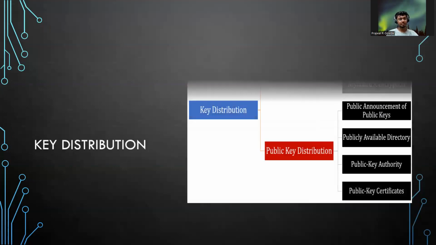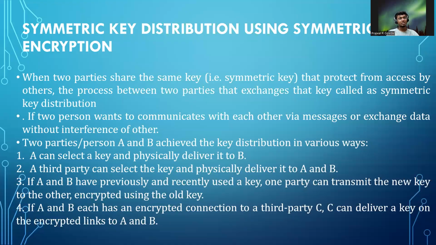Key distribution. Symmetric key distribution using symmetric encryption. When two parties share the same key, that is a symmetric key, that protects them from access by others. The process between two parties that exchanges that key is called symmetric key distribution.